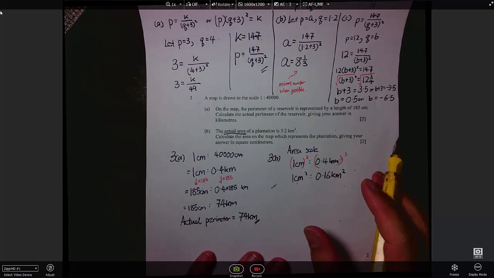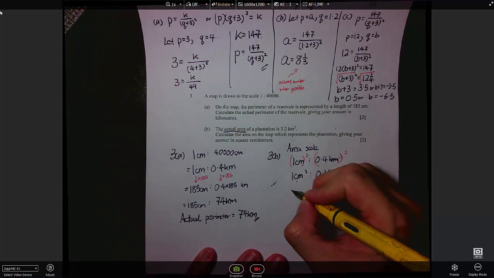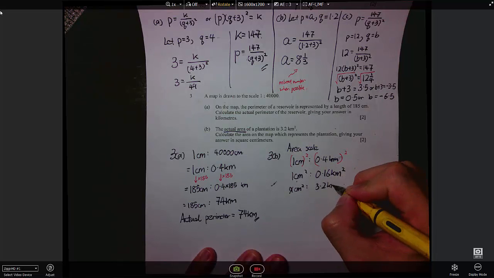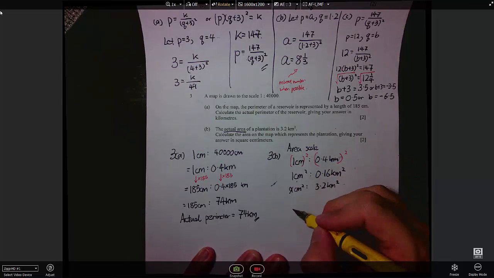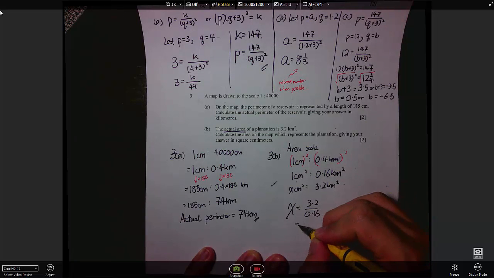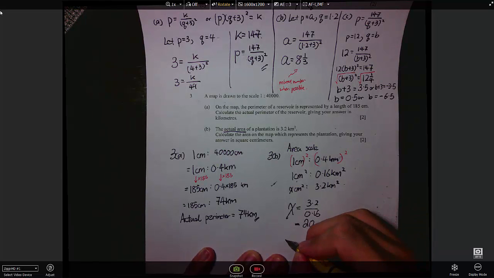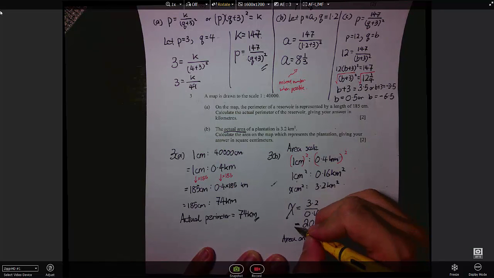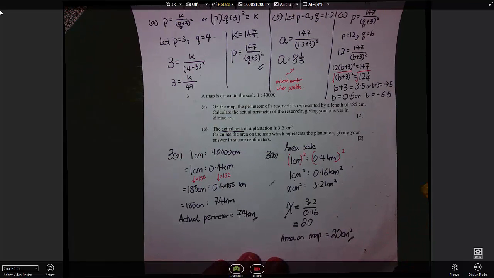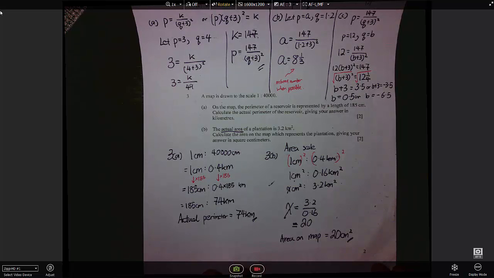So next, I want to find on the map x cm squared that will be 3.2 km squared in real life. So we just divide: x equals 3.2 divided by 0.16. So I get 20 cm squared. So I say that the area on the map, write the equal sign properly, equals 20 cm squared. And we are done with the corrections for the class test, or the class retest, on proportion.